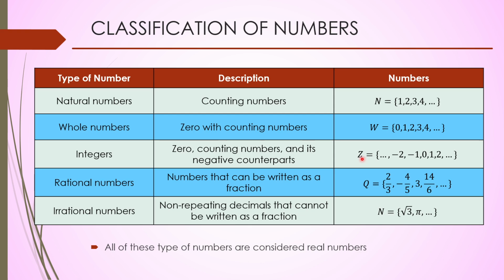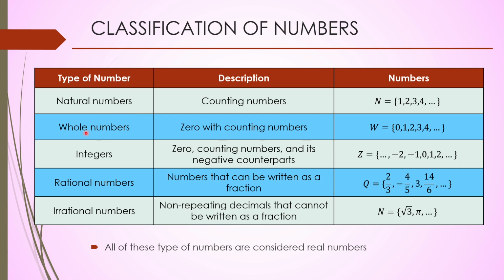The first one is what we call the natural numbers. So what are natural numbers? Natural numbers are the numbers that we use to count. For example, we have 1, 2, 3, 4, and so on. This set of numbers we call the counting numbers or natural numbers.